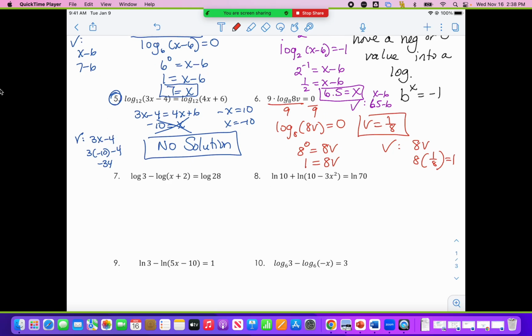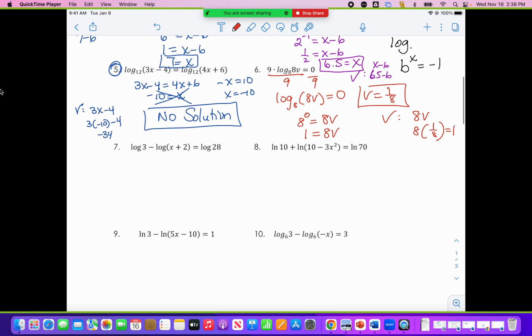Now we're going to take it up to the next level. Everything we've done so far, we did a couple lessons ago. So now we did properties, and I'm revisiting solving the equations. So watch what I'm going to do. On the left side, I have subtracting 2 logs. Well, we just reviewed our log properties yesterday. And I'm going to condense log 3 minus log x plus 2 into log 3 over x plus 2. Now I have 1 log equals 1 log.